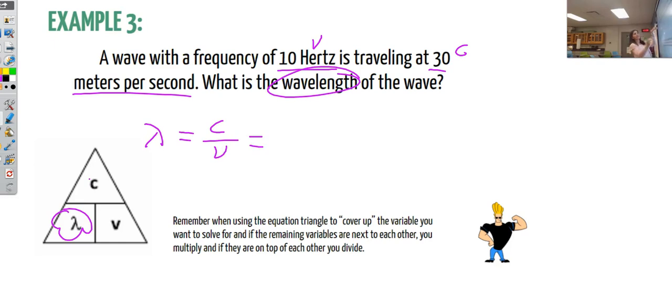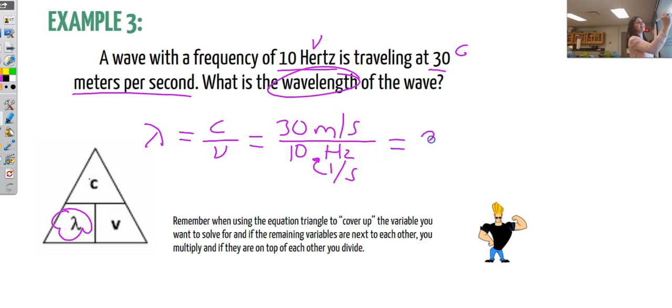Then my c is my speed. So that's 30 meters per second. Divided by my frequency, which is 10 hertz. And again, hertz is 1/seconds. That's why it ends up working out mathematically. And everybody knows 30 divided by 10 is just 3. Now, I might ask you for 3 sig figs. You'll actually get it right if you don't. But if you want 3 numbers, then you would just do 3.00. Or if you just put 3, you would get the answer right.